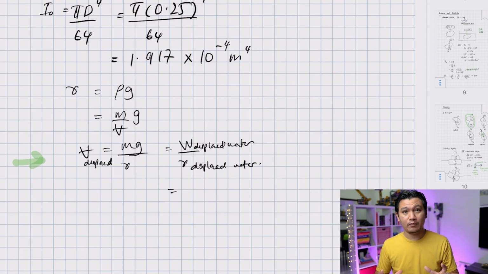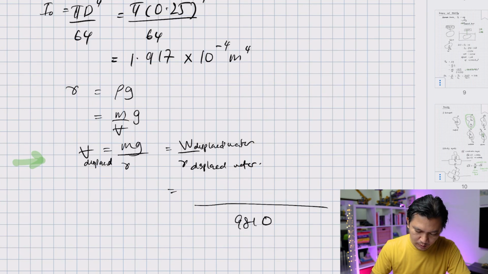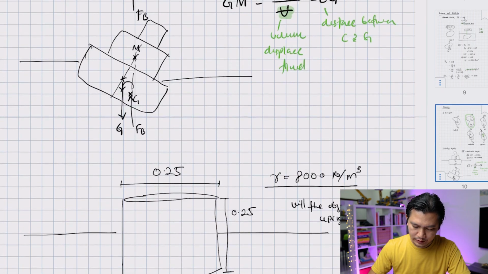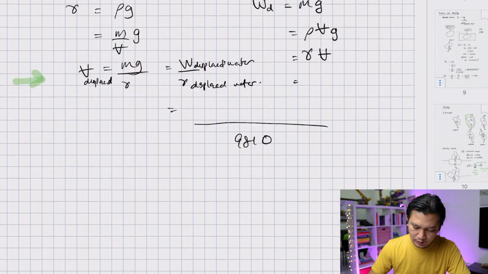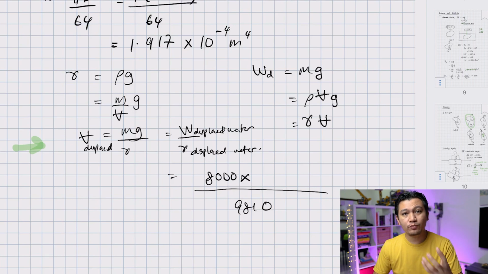Okay, because there are so many gammas now. There are two gammas, gamma of the object and gamma of water. So you need to be careful. Okay, so here gamma of displaced water is 9810 and weight of the displaced water, I'm going to label it WD, is equal to M times G. And mass is actually density times volume times gravity. So in here you have the gamma of object times the volume of object. And gamma of object is again 8,000 Newton per meter cube. This is 8,000 times the volume of the object.